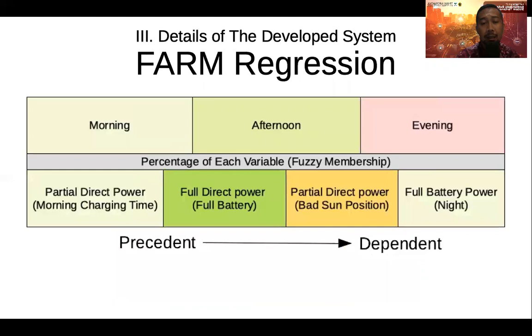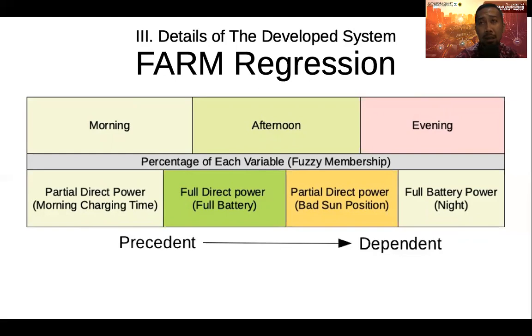Okay, so this is the regression part. Basically we will do the prediction about partial direct power, morning charging time, full direct power, and full battery. When the battery is full, the solar cell is capable of giving direct power to the system, so the batteries remain full. Partial direct power happens in a bad sun position, or cloudy or rainy conditions, and full battery power in the night.